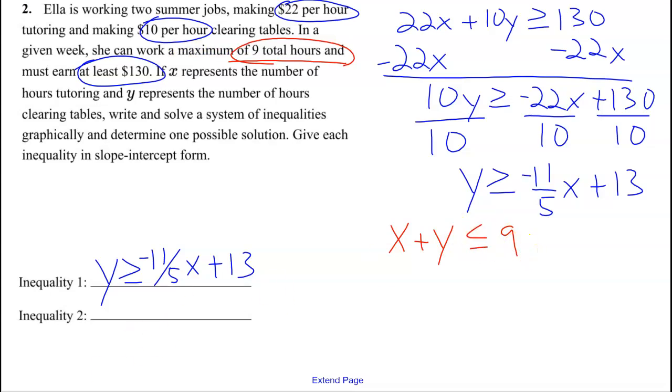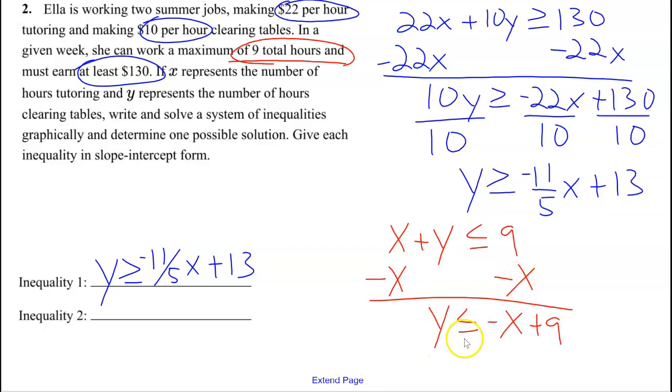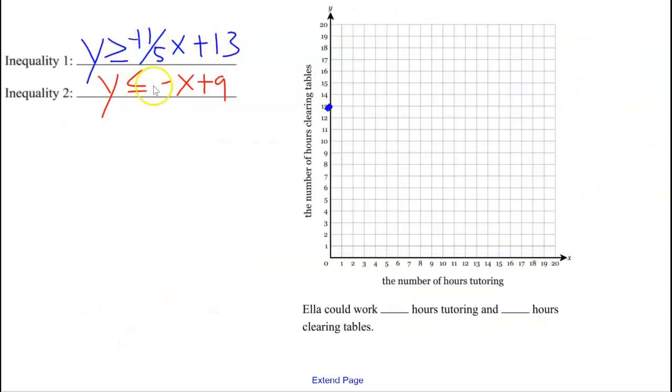Next thing I'm going to do is change it from standard form to slope-intercept form. This will be pretty easy. Just subtract the X on both sides. And Y is less than or equal to negative X plus 9. We're going to write out the inequality here. And now we're going to take these two and graph them.